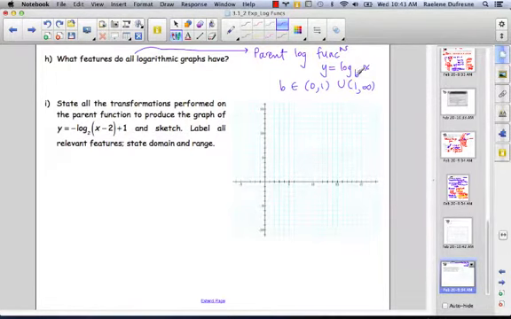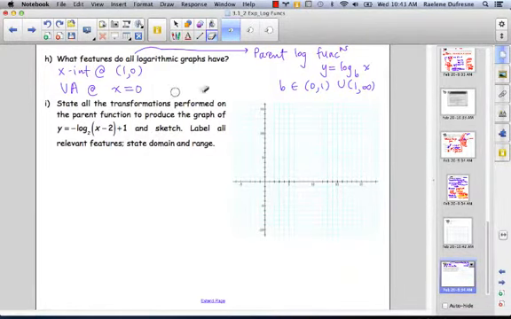So these functions, log base b when b is greater than 1, are the inverses, or the reflections through y equals x, of the exponential growth functions. The features that all logarithmic graphs have, if they have this form, will be an x-intercept located at (1, 0), and a vertical asymptote at x equal to 0.